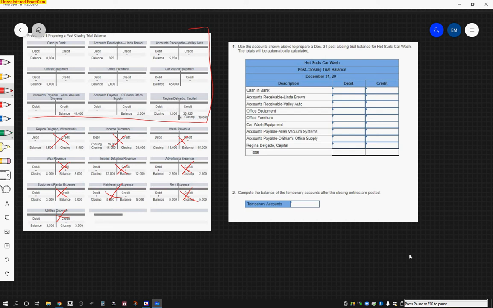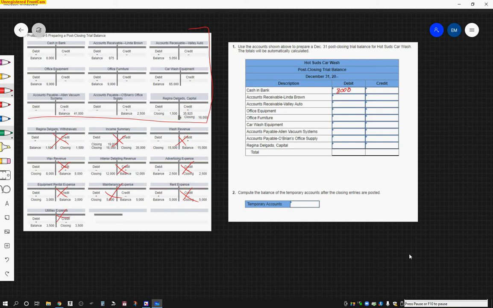And where do we list them on the post-closing trial balance? Well, on their normal balance side. It's just like any trial balance. The debits are going to be the normal balance side, and the credits are going to be the normal balance sides of whatever the account is. Let's just say that. So cash in bank normally has a debit balance. It's the asset account. So we're going to say the cash in bank is going to be $8,000.